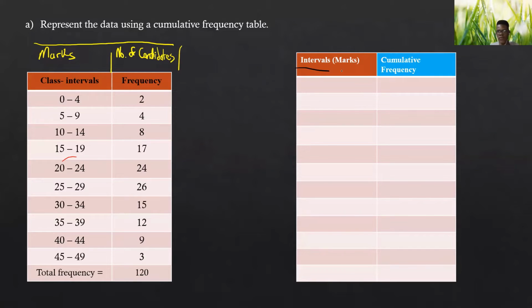Again, the first column is usually your observation column, and that is the marks, or the class intervals. And what goes in this column? What would be the first? I already gave it away. But what will go here first? Anyone?